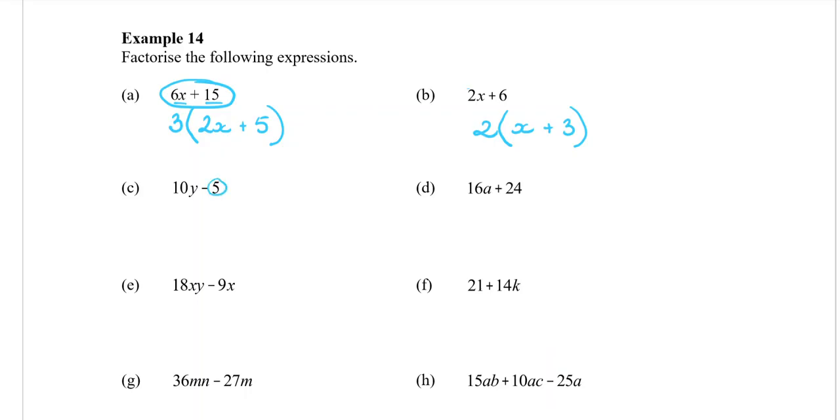Question C, 10y minus 5. The smaller number is a 5, and 5 does work as a common factor. So bring the 5 out the front. 10 divided by 5 is 2y. Then 5 divided by 5 is 1, so minus 1.